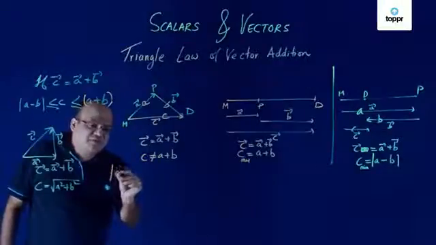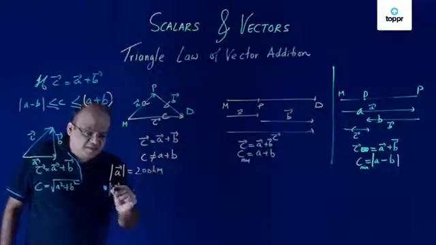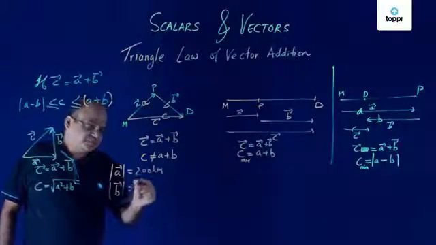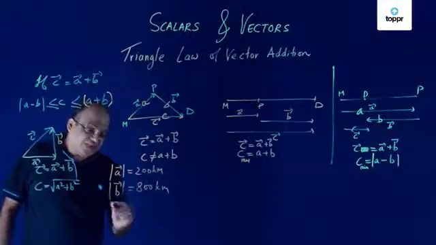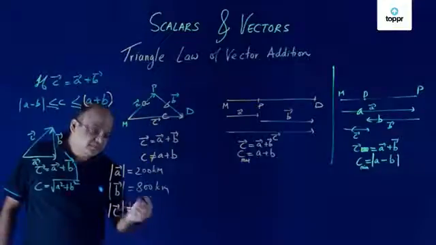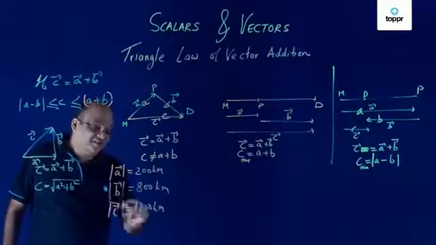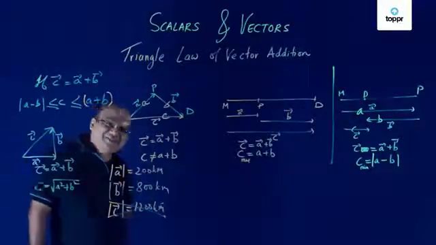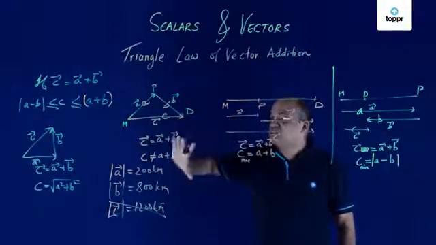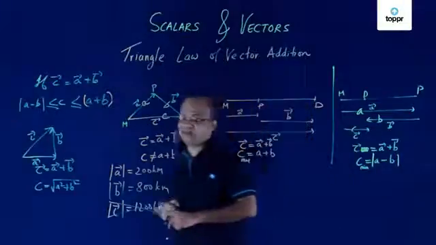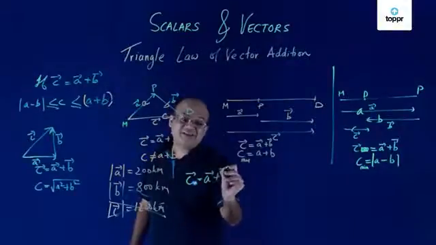Suppose magnitude of A vector is say 200 kilometer. Magnitude of B vector is 800 kilometer. So can mod of C be 1200 kilometer? Is it possible or not? It is not possible because maximum value is 1000 and minimum value is 600. So anything less than 600 kilometer is not possible as magnitude of C vector. C vector is A vector plus B vector in this particular problem.